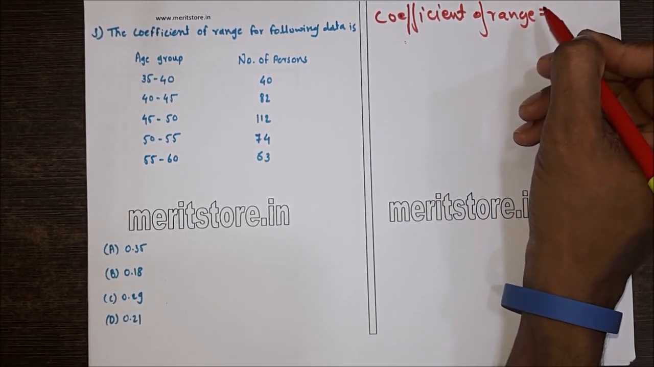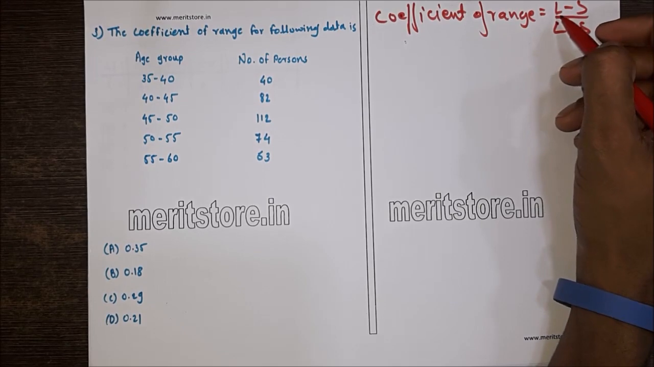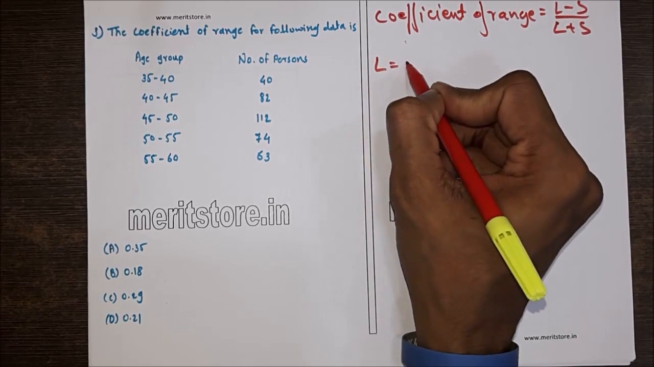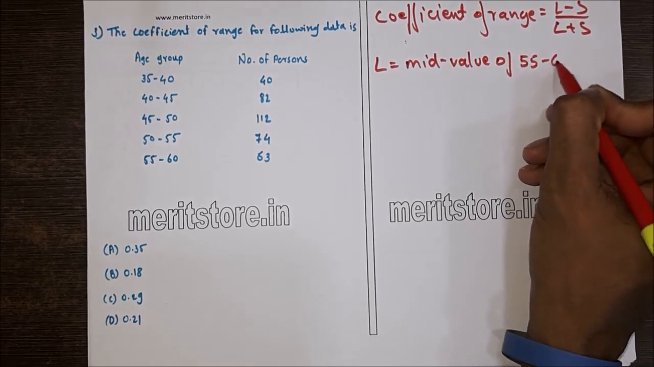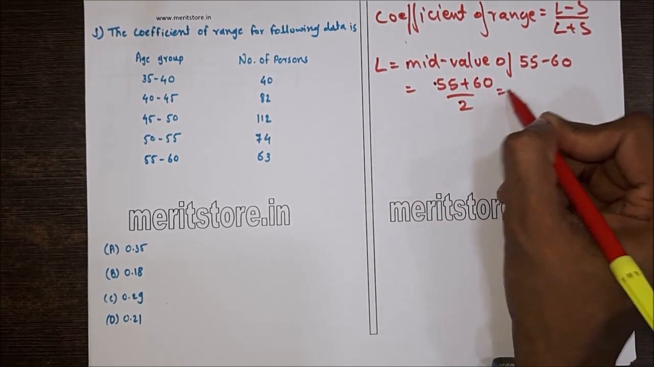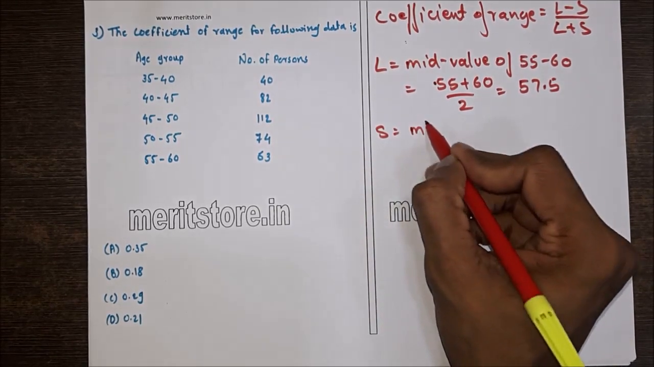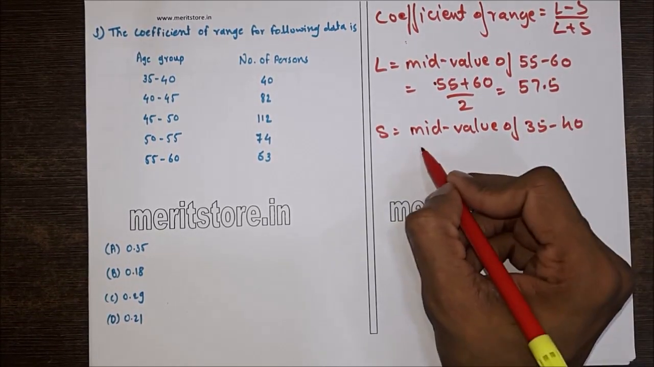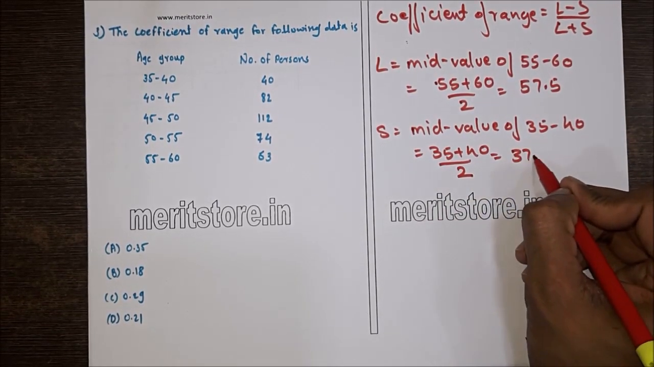which is equal to (L minus S) upon (L plus S), where L stands for the largest value of data and S stands for the smallest value of data. So L stands for the mid value of 55 to 60. So we can find it as (55 plus 60) by 2, which is equal to 57.5. For the smallest value, the value lies between, the mid value of 35 to 40, which is equal to (35 plus 40) upon 2, which is equal to 37.5.